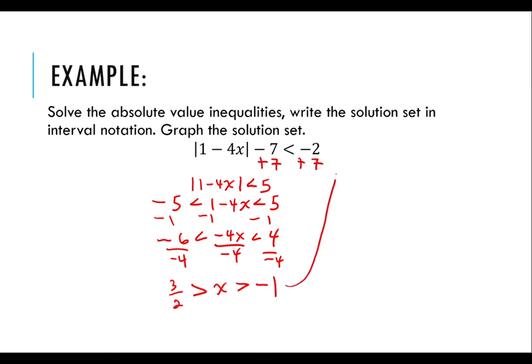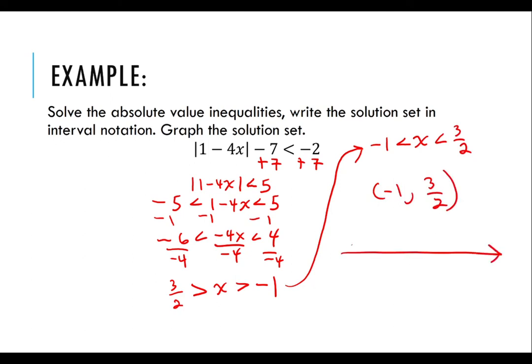Well, to clean this up, I'm just going to flip it all around, but remember that your inequalities need to point at the same thing they were pointed at before. And so this is negative 1 less than x less than 3/2. Then for my interval notation, this goes from negative 1 up to 3/2, not including. And then for my graph, not including the endpoints and everything in between.